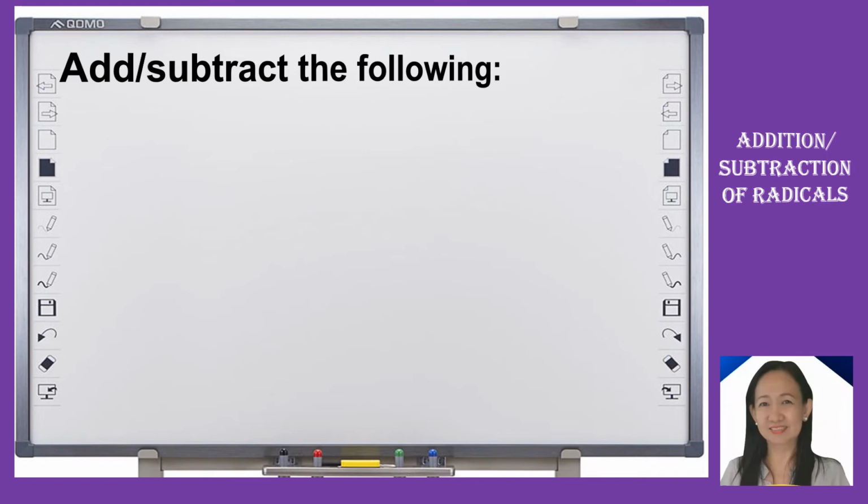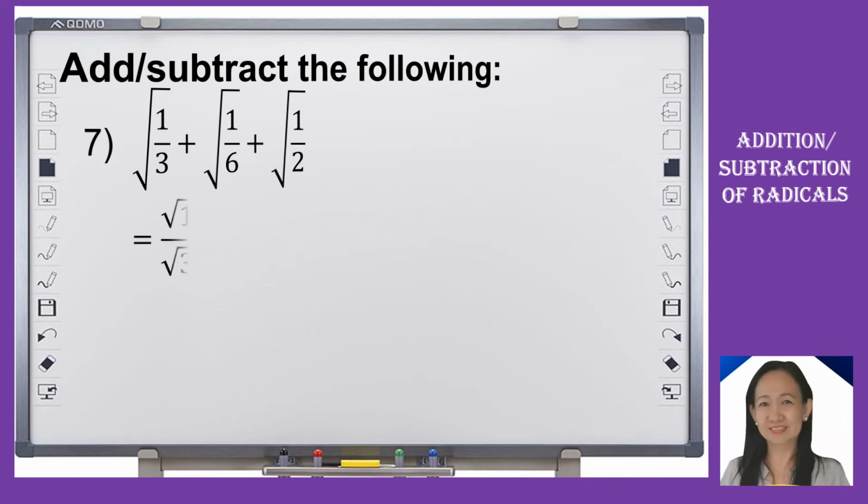Now let us see how rationalizing denominator can be applied to our next example. For number 7, the given is the square root of 1/3 plus the square root of 1/6 plus the square root of 1/2. So let us separate the radical into fractions, then rationalize. So the square root of 1/3 is the same as the square root of 1 over the square root of 3. And to rationalize, multiply this to square root of 3 over the square root of 3.